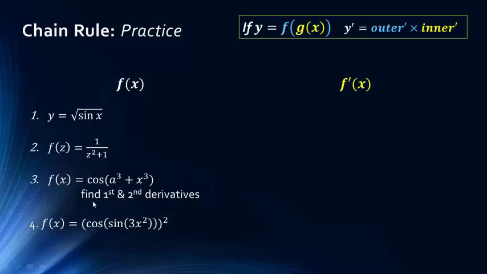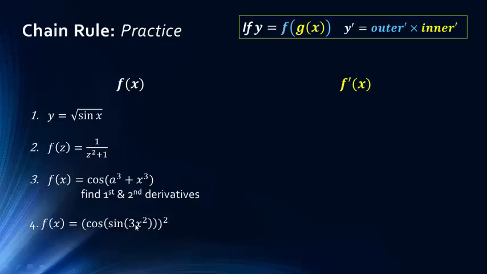And this number 3 is asking you to find the first and second derivatives. Oh my gosh, look at number 4. So here we have, let's start from the inner. Our inner is 3x squared. Our middle, or our second inner, is sine. Our third inner, or middle, is cosine. And then look, we have an outer function, which is squared.